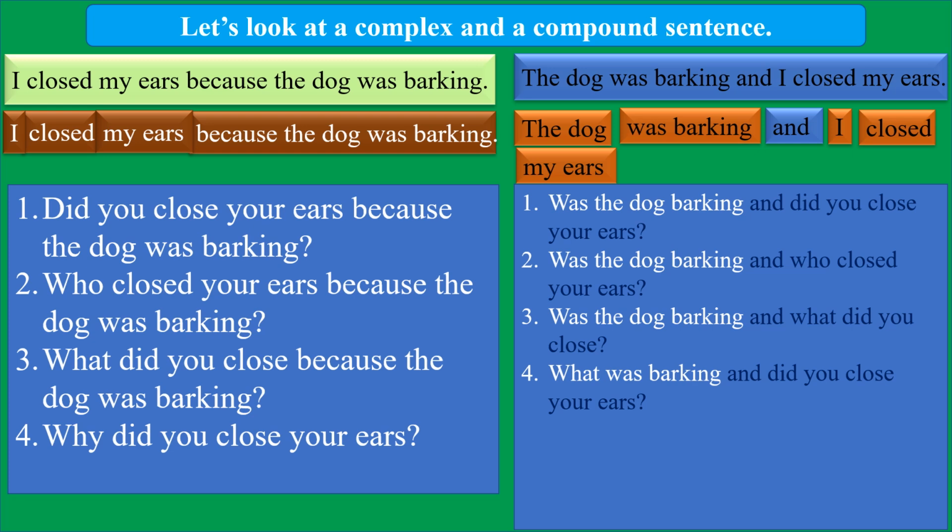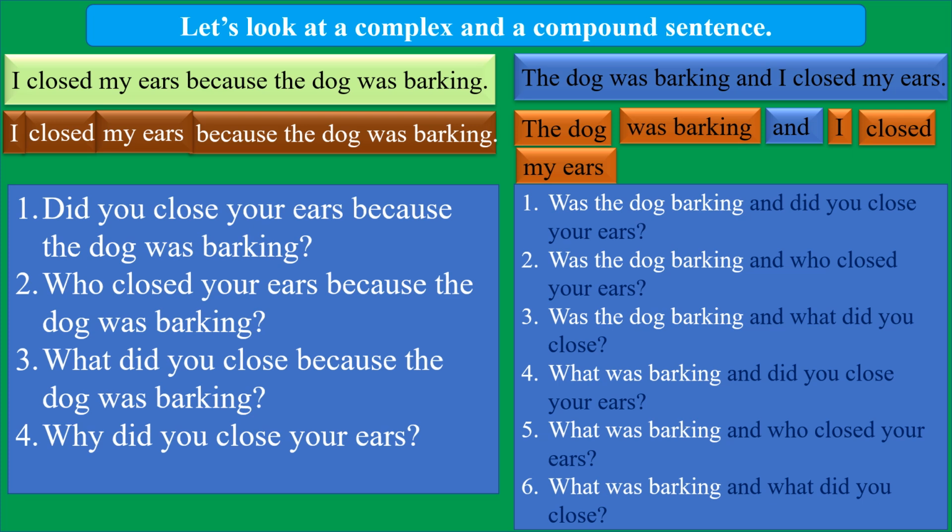What was barking and did you close your ears? What question of the first clause and yes, no question of the second clause. What was barking and who closed your ears? What question of the first clause and who question of the second clause. What was barking and what did you close? What question of the first and the second clause. All these questions will have two answers. Example, was the dog barking and who closed your ears? Yes, the dog was barking and I closed my ears.